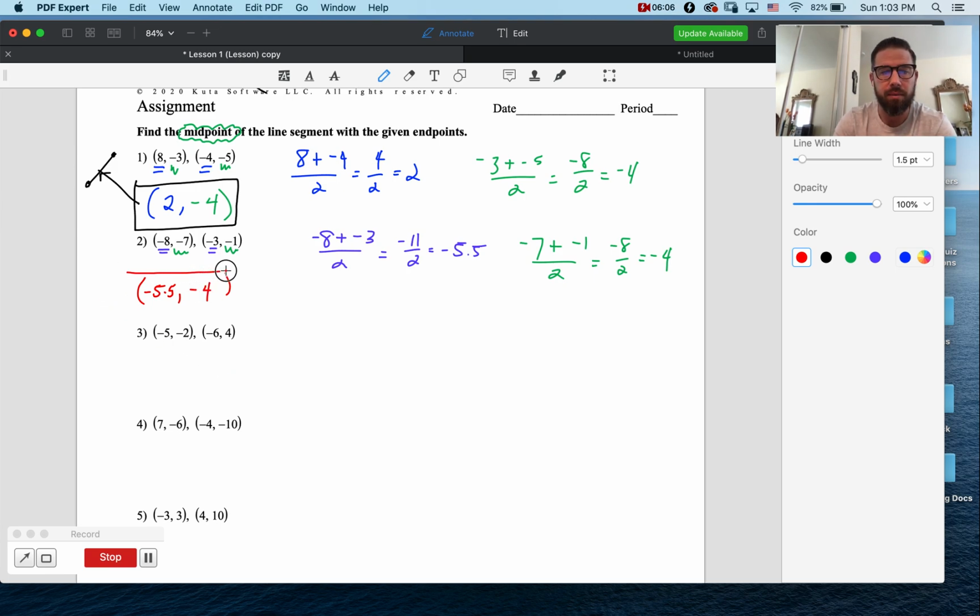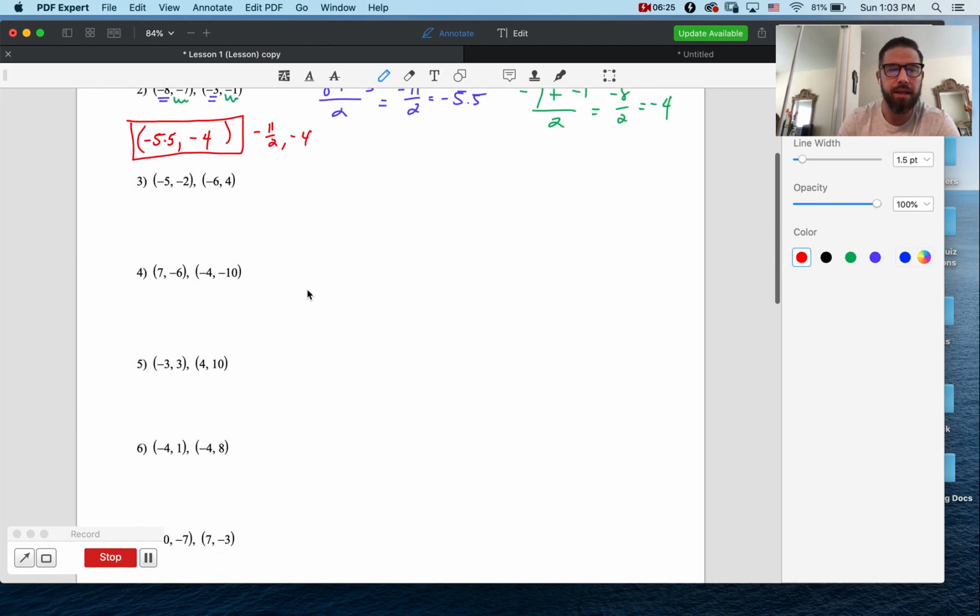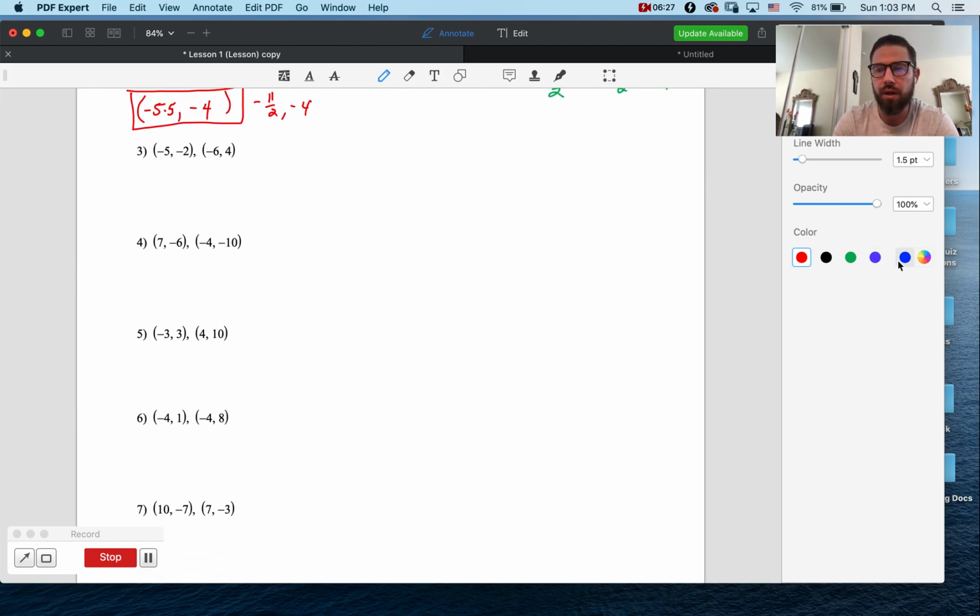So your answer is either going to be this, or it's going to be -11 over 2, comma, -4. I don't know how it looks on the homework. I forget if it's in decimals or fractions, but either way, at least you know how to do it. So let's take a minute, and I'm going to have you do number 3 on your own. Press pause, do number 3, and then go ahead and press play.